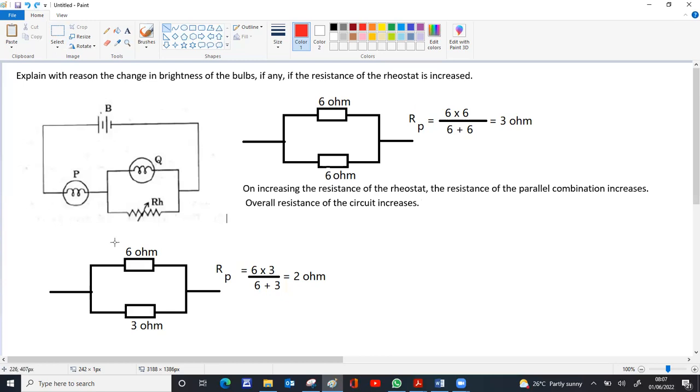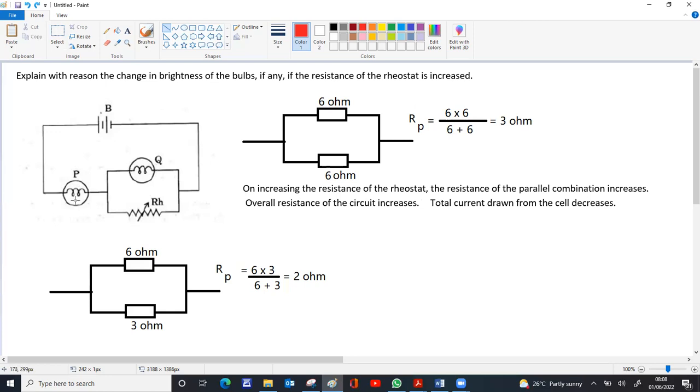If the overall resistance of a circuit increases, as the EMF of the cell is constant, the current drawn from the cell, which is EMF by the total resistance, will decrease. EMF is constant, resistance increases, so the current drawn from the cell will decrease. The total current drawn from the cell decreases, so automatically the current through P also will decrease, because the total current passes through P, then divides into 2. Before, the current was more; now the current is less because of the increase in the overall resistance. So current through P decreases.